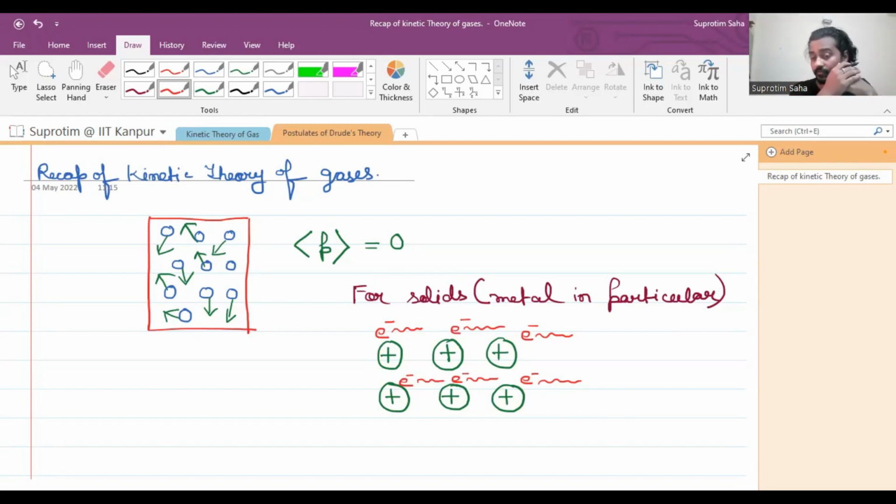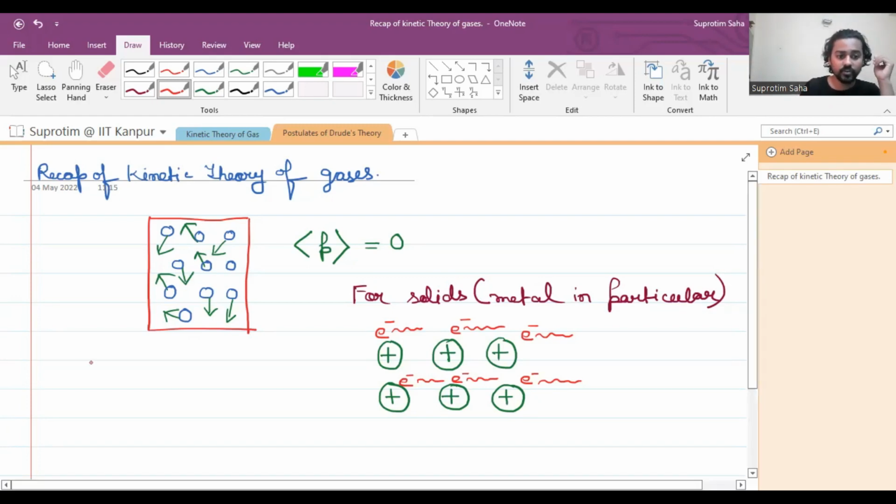The electrons have very high mobility. They are able to move, but the positive ion cores are quite heavy and unable to move about. They are immobile. So the electrons only move around randomly in solids or in metals.